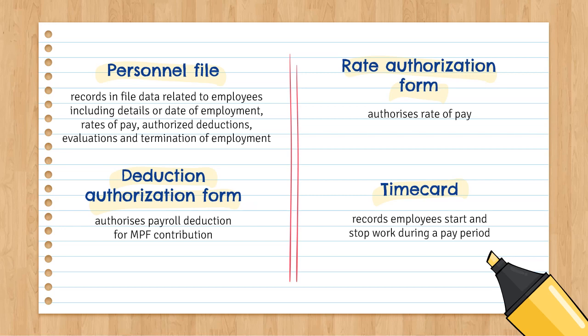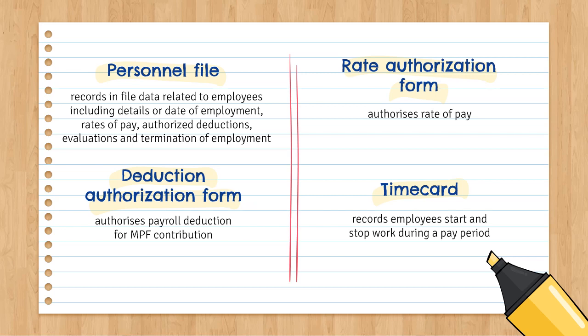Next is the rate authorization form. It authorizes rate of pay. Authorization rate also determines how many of the total number of transactions were successful. Authorizing a transaction ni is basically a step in the payment flow where duit kita are being held in a bank account until the payment is confirmed. Bila payment dah confirm, barulah credit card kita is actually charged.